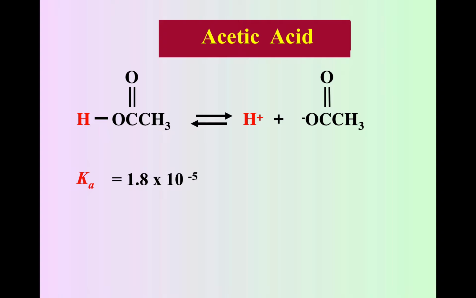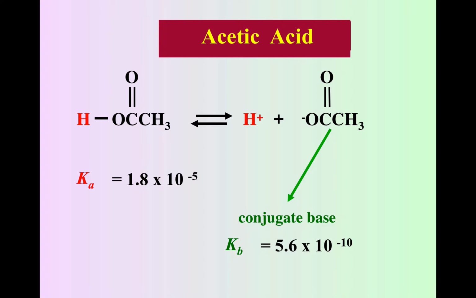Ka of 10 to the negative 5. So acetate would have a Kb value of 10 to the negative 10. So you can kind of see a pattern here, right? 10 to the negative 5, 10 to the negative 10. So the stronger the weak acid, the weaker its conjugate base. Nonetheless, acetate is a significant base.